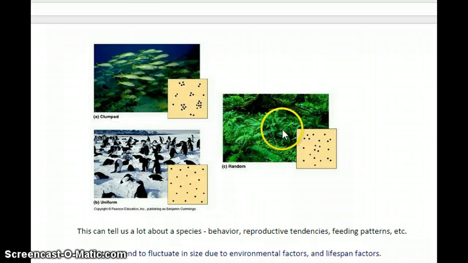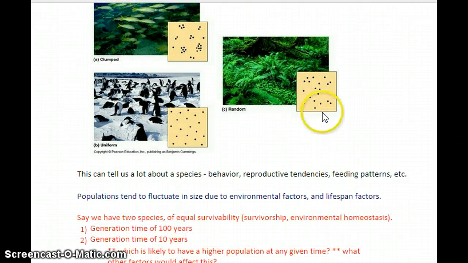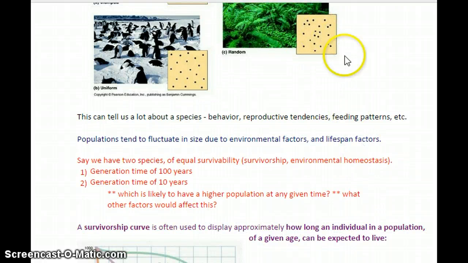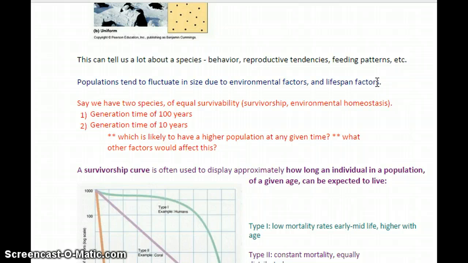It's not easy to count. So plants tend to be a good example of that, although naturally you're going to find plants near water. You're going to find plants near sources of things they need. But those are the three general ways that animals can be dispersed, and plants, not just animals, all organisms.